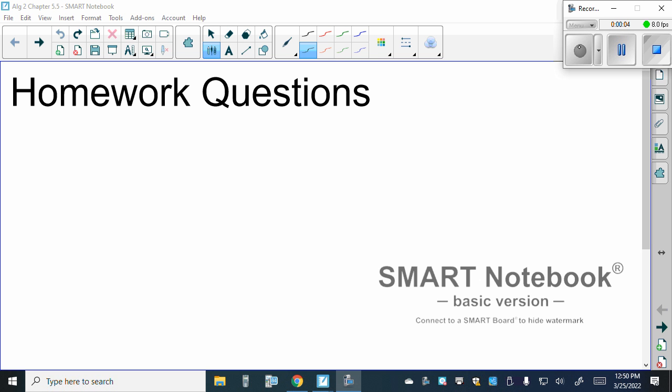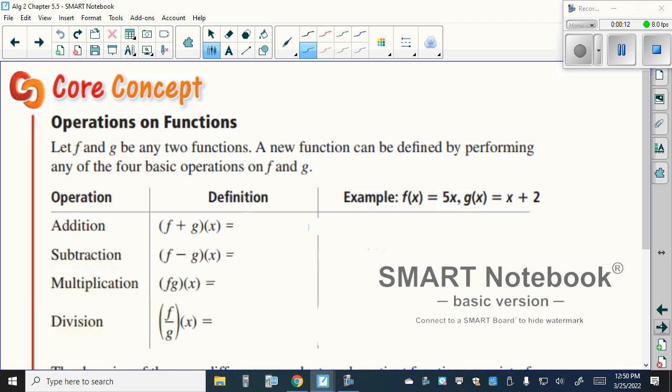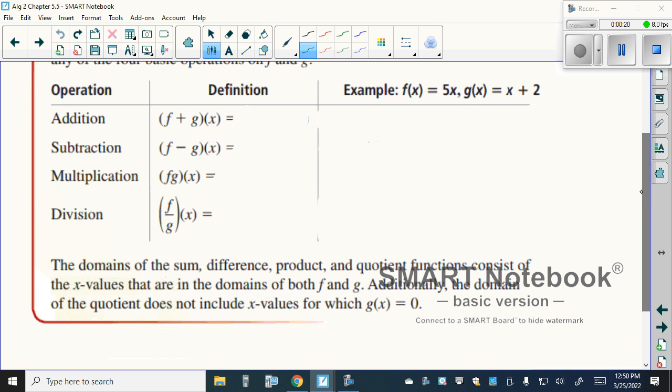We'll start the note sheets for 5.5 today. We'll finish them up on Monday. We're not doing the entire lesson today. Now, what we're looking at with 5.5 is operations on functions. And the main ones we're looking at for at least 5.5 are addition, subtraction, multiplication, and division.